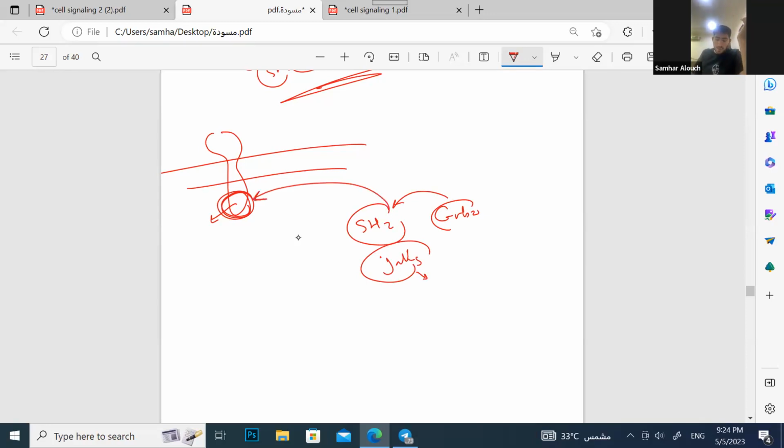They go and bind here to the receptor tyrosine kinase. When they get phosphorylated, they use their own tyrosine kinase and phosphorylate other things. So they act like adapter proteins. Okay, is it clear?